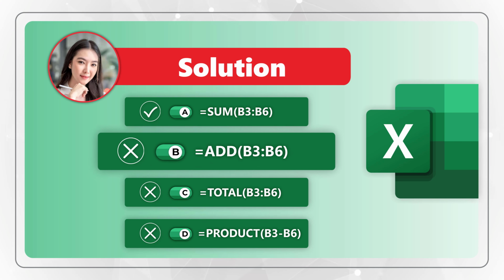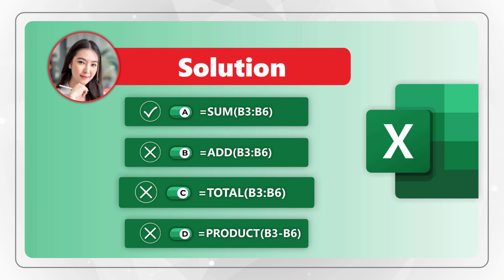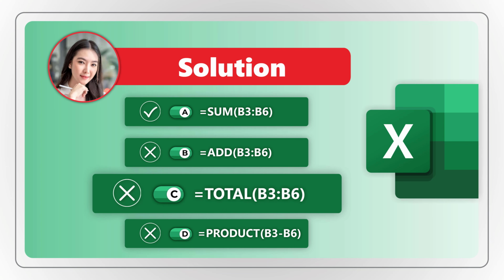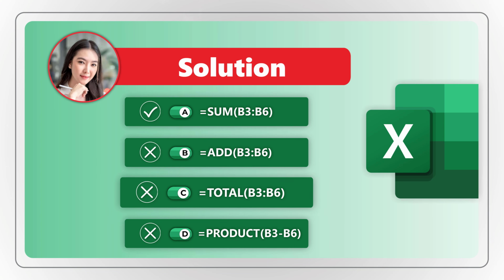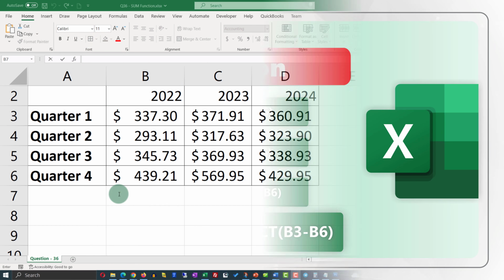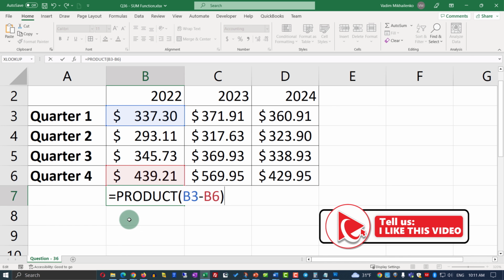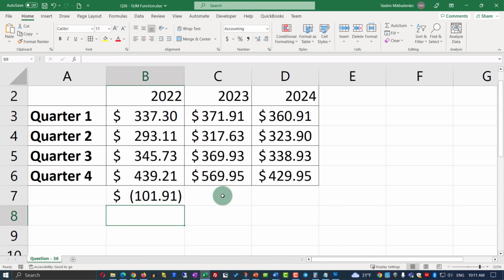Option B, ADD B3 through B6, is not a valid Excel formula. Option C, TOTAL B3 through B6, is also not a valid Excel formula. And choice D, PRODUCT, will multiply values together, and it will not give you the total sales for 2022. In fact, if you look at choice D, the value supplied is not even a range. It's the difference between the values of B3 and B6, because we're supplying only one argument, which is the result of the mathematical operation B3 minus B6.